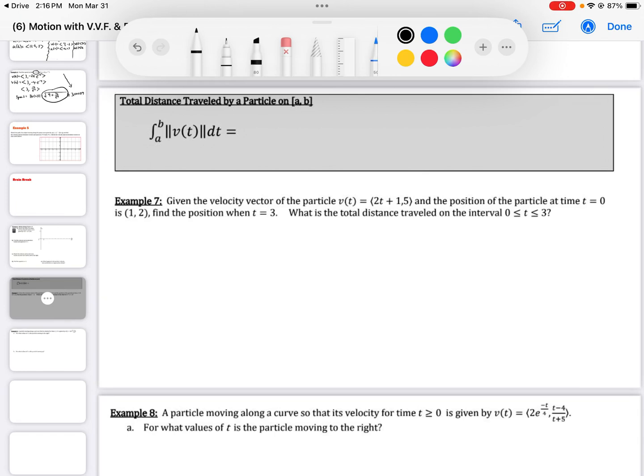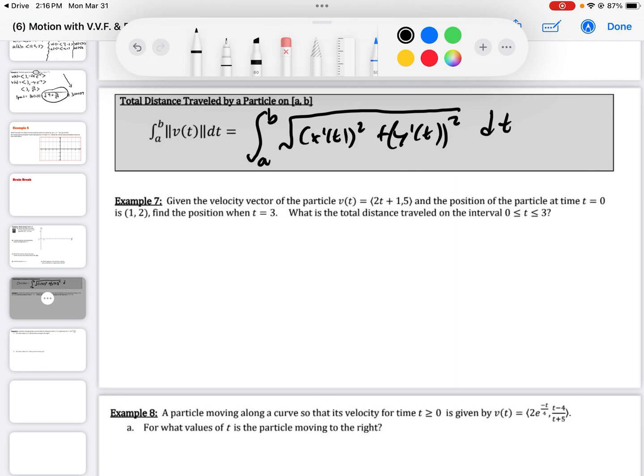All right, for vector valued functions, the total distance traveled by a particle from point A to point B is going to be the definite integral from A to B of the magnitude of velocity, which would be equal to the integral from A to B of the square root of x prime of t squared plus y prime of t squared with respect to t.